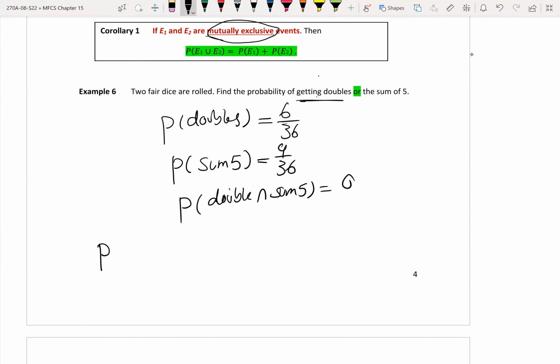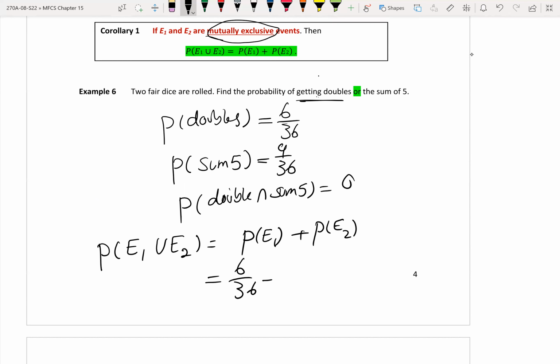That means the probability of event 1 union event 2 is going to be only the addition of the probability of each one, which is 6 out of 36 plus 4 out of 36. Okay. Question here? Any question here?